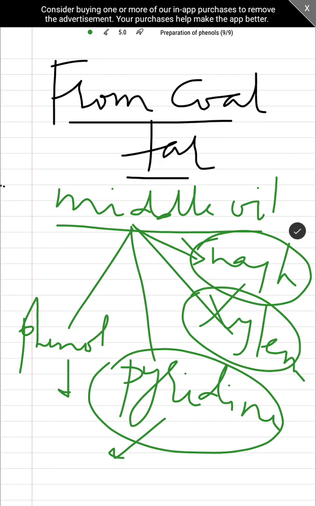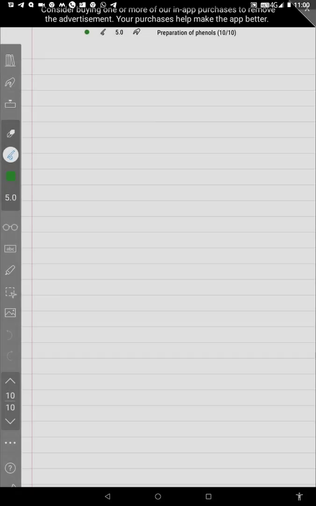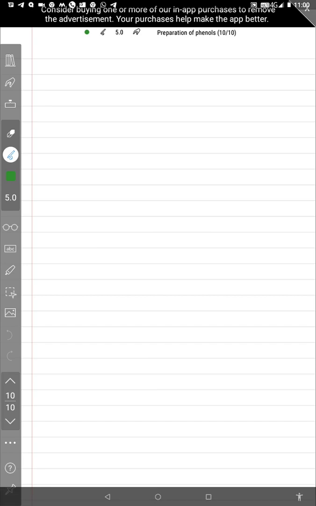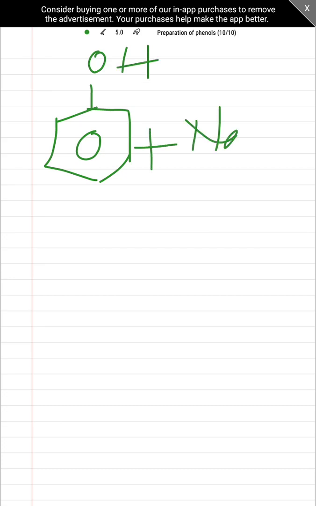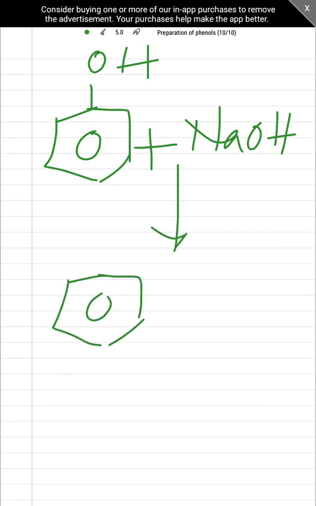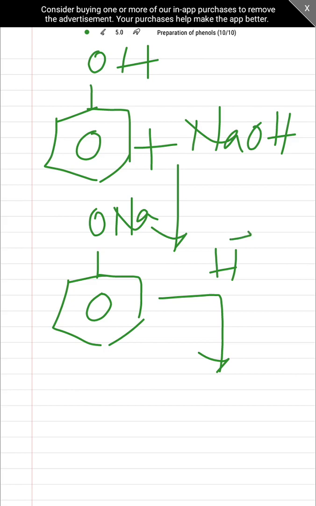Whatever the content, we remove the phenol by adding a basic medium. When impure phenol from the middle oil fraction is treated with alkali sodium hydroxide, it produces sodium phenate. And this sodium phenate on further acid hydrolysis produces pure phenol.